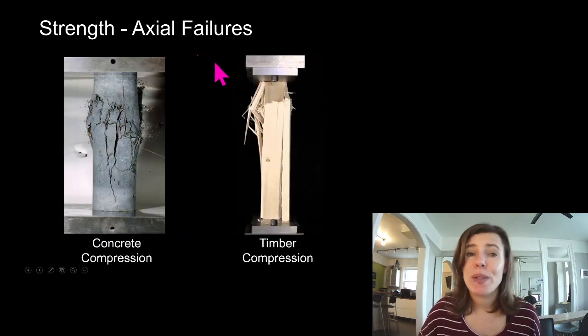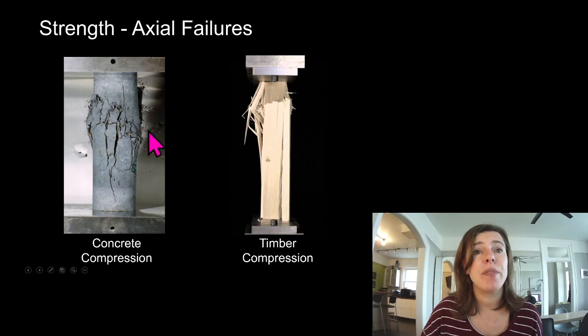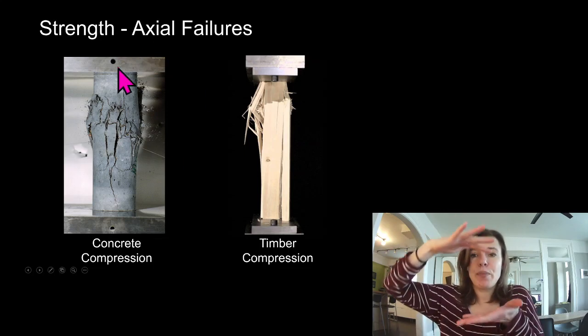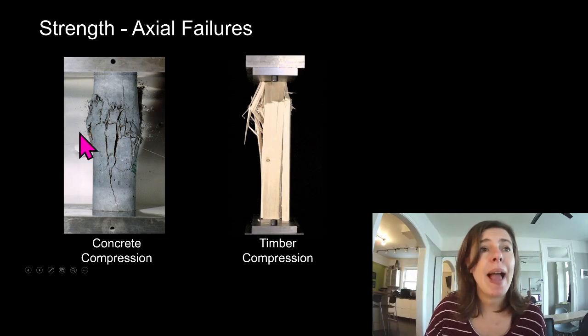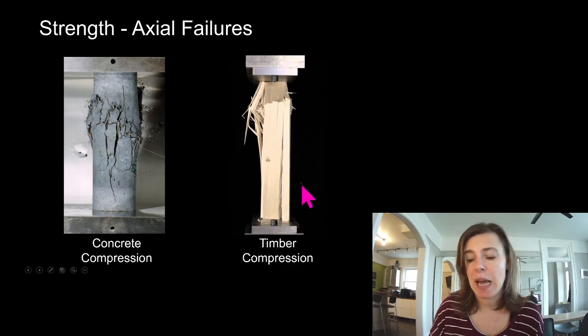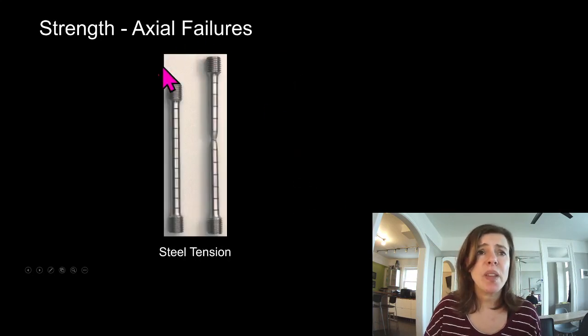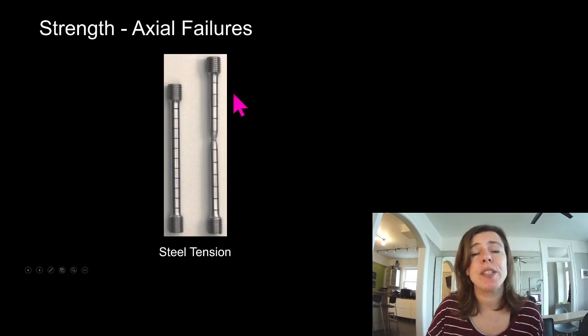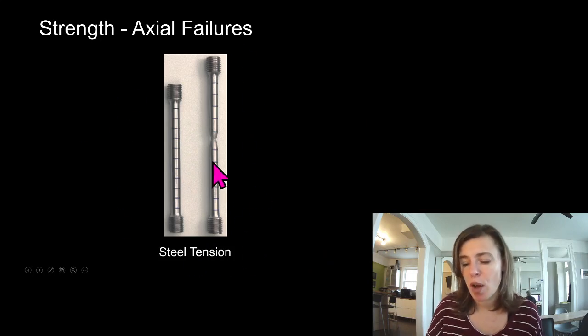I then didn't even talk about the slide. So here are axial failures in compression. These things have been squashed until they actually ruptured out the side. Here, this steel piece has been stretched until it's failed. Next term, we'll actually watch a video of them failing this object.